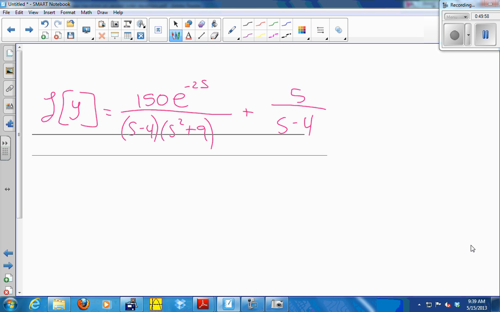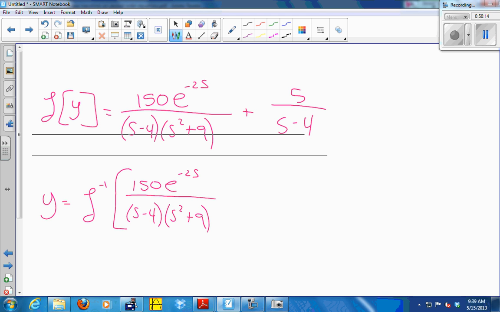Okay, so y is going to be the inverse Laplace of all this stuff: 150 e to the negative 2s, plus the inverse Laplace of 5 over s minus 4.